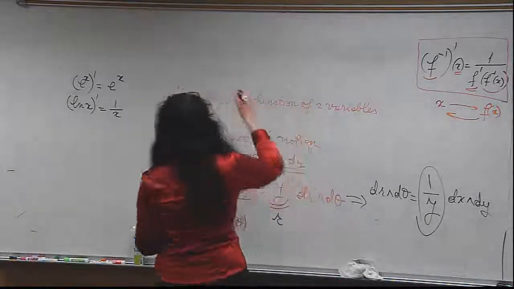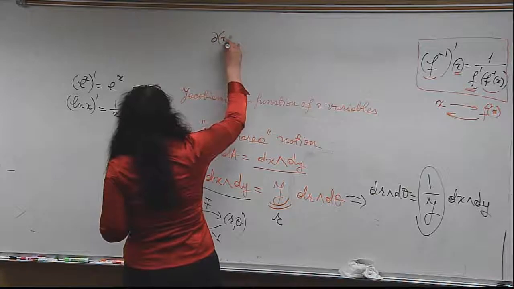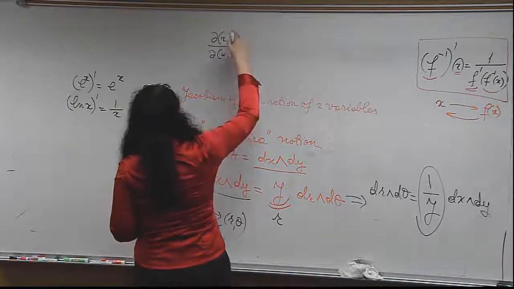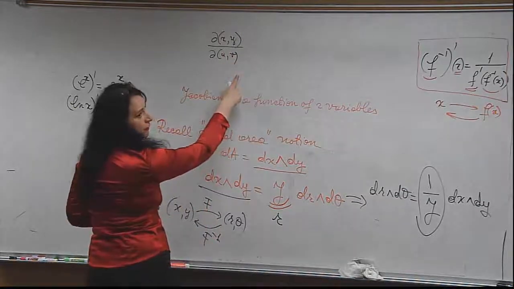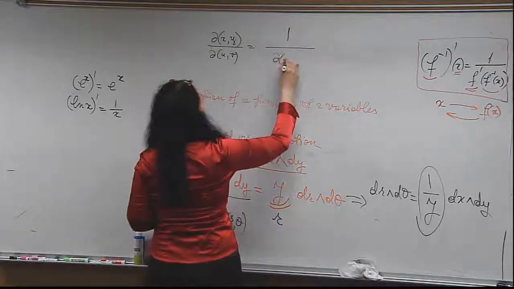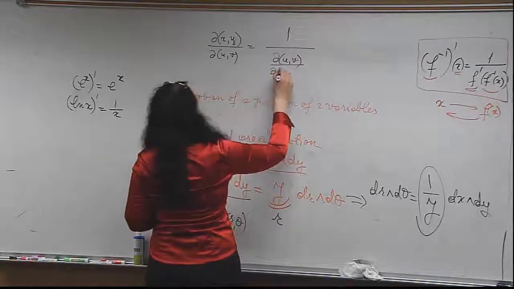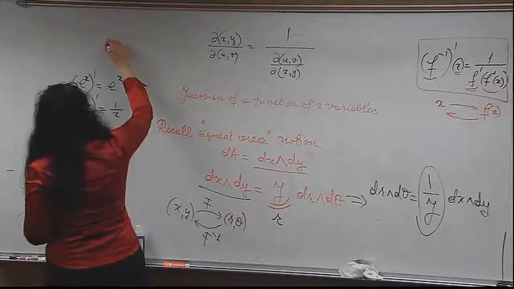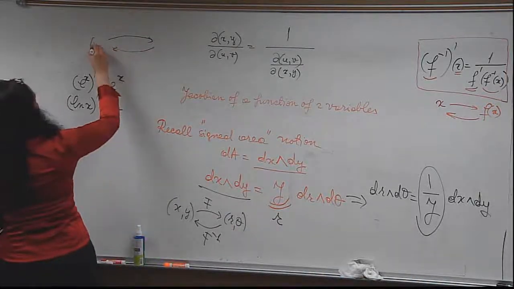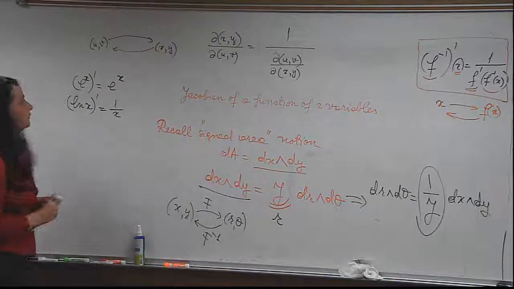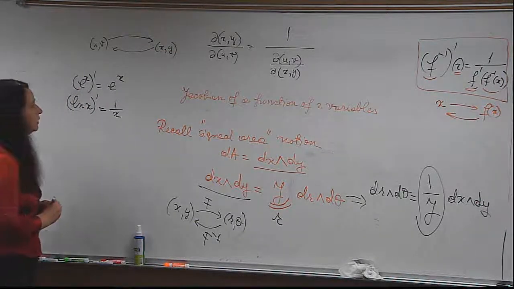So keep in mind that when you have the Jacobian of the map where x, y are functions of uv, this is 1 over the Jacobian where you have uv as functions of x, y. So you have inverse mapping. In advanced calculus, you may learn a little bit more about the inverse mapping theorem. This is what I'm talking about.